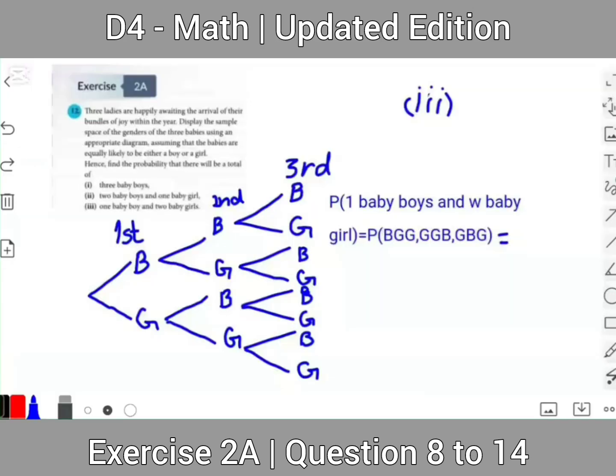Now in part 3, we have to find the probability that there will be a total of 1 baby boy and 2 baby girls. So we have 3 favorable outcomes: BGG, GGB, and GBG. So the number of favorable outcomes is 3, and this will be divided by the total number of outcomes, that is 8. So the probability of having 1 baby boy and 2 baby girls is 3 over 8.